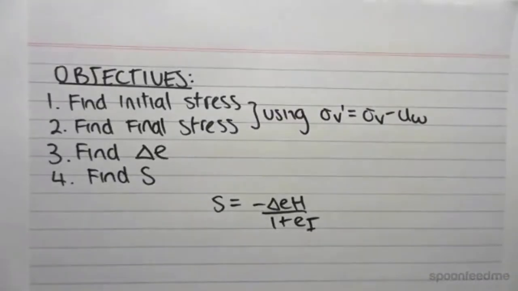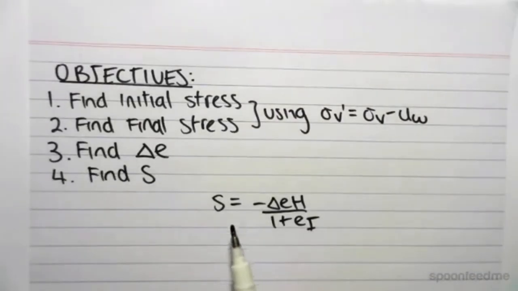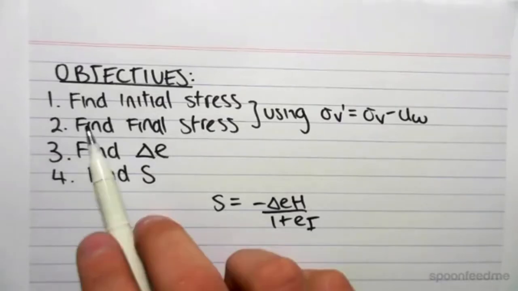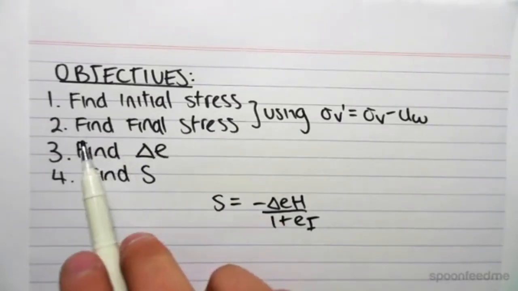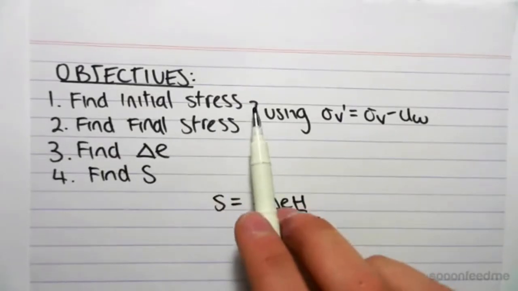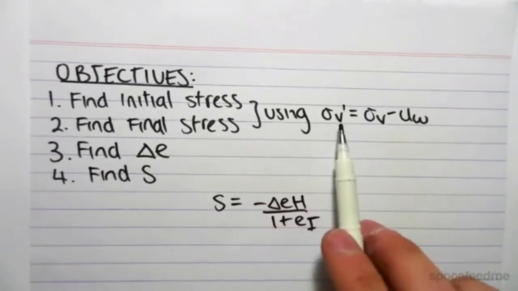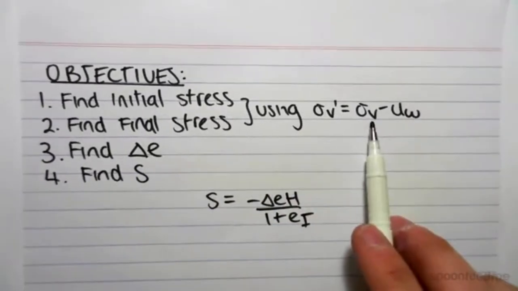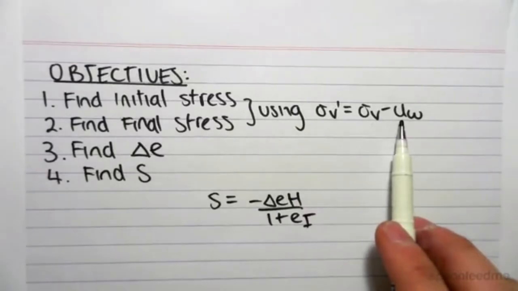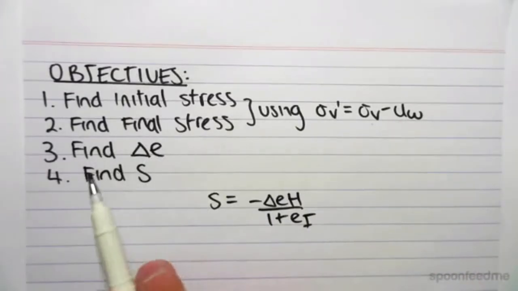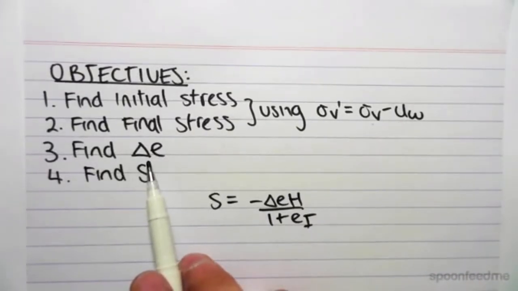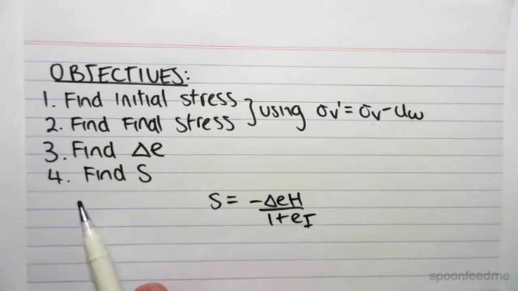Hey guys, the objective of this video is that we're going to be finding the total settlement. The steps are to find the initial stress. We're then going to be finding the final stress. We're going to be doing this using the effective stress equals the total stress minus the pore water pressure, which we developed in a couple of series ago. We're then going to be finding the change in e using that graph and the equations we've developed, and then we're going to finally be finding the settlement.